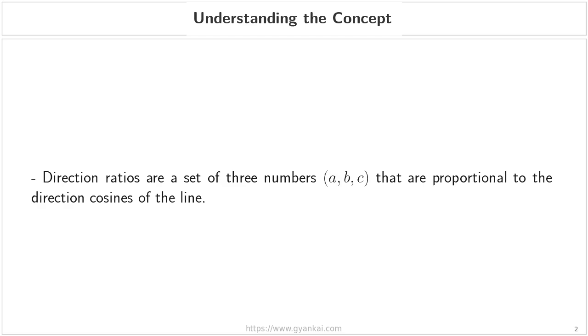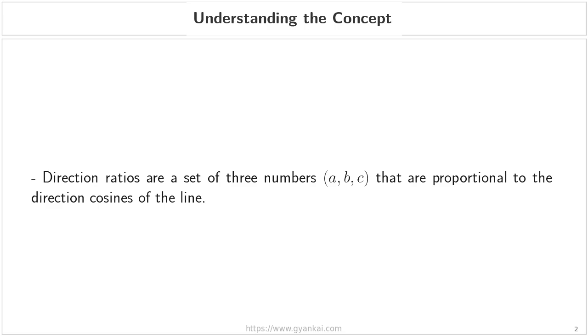Understanding the concept. Now that we've established that the orientation of a line in 3D space is defined by its direction ratios, let's dive deeper into what these numbers actually represent. Think of direction ratios as a set of three numbers, let's call them A, B, and C, which are proportional to the direction cosines of the line. While direction cosines are specific values, direction ratios are essentially a scaled version of them, making them much easier to work with in calculations.